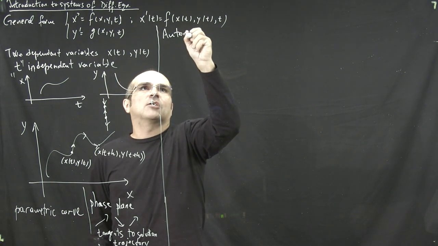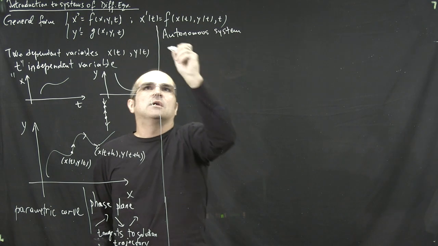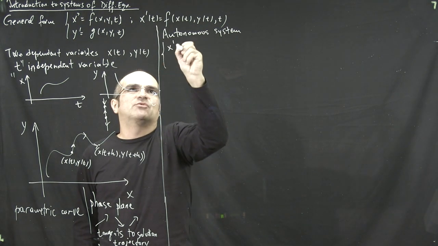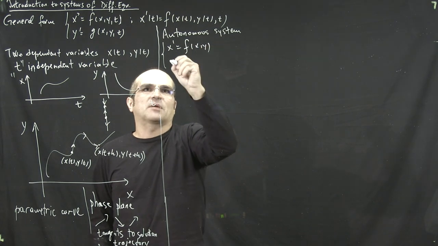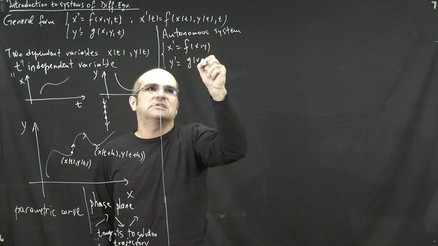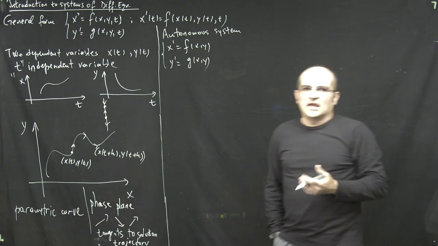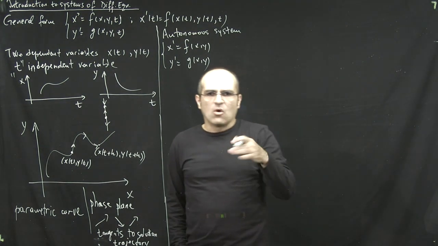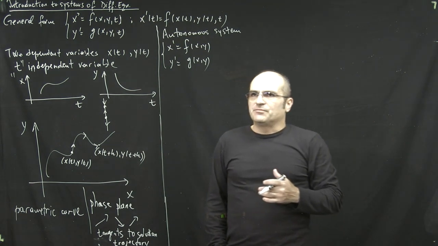So an autonomous system is, we had this definition before, by the way, a system in which the right-hand side only depends on the dependent variables. So it doesn't depend on t explicitly. So in the right-hand side you have only x and y. We're going to go over an example right away after going over this discussion.